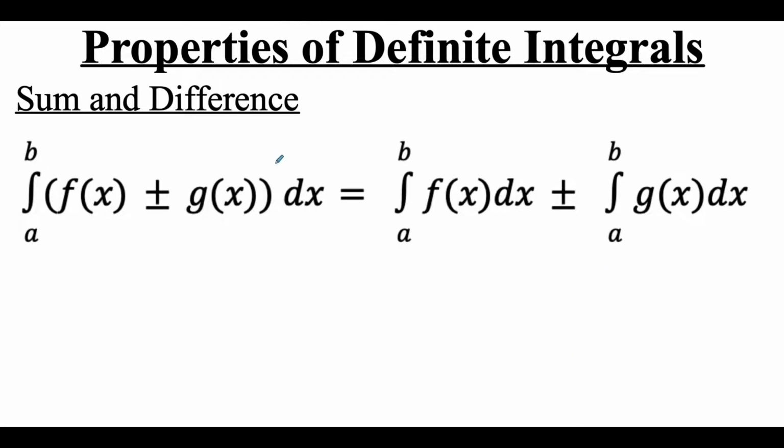Next property is the sum and difference property. So if we're doing an integral of two functions being added or subtracted together, then we're allowed to do those integrals separately and then just add or subtract our answers accordingly.